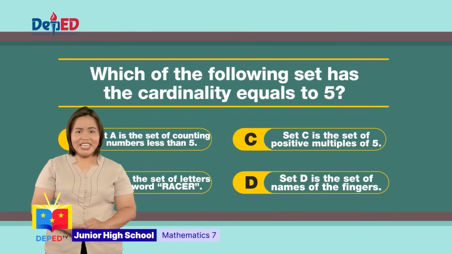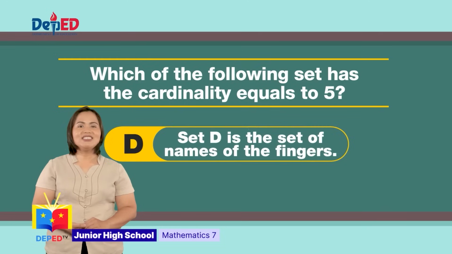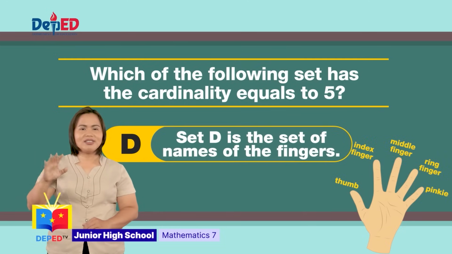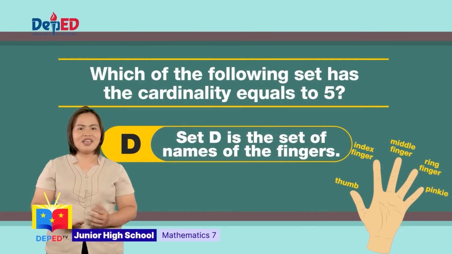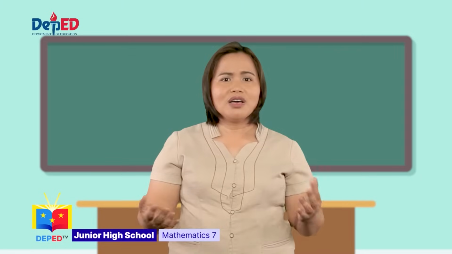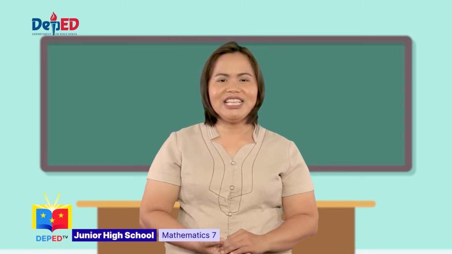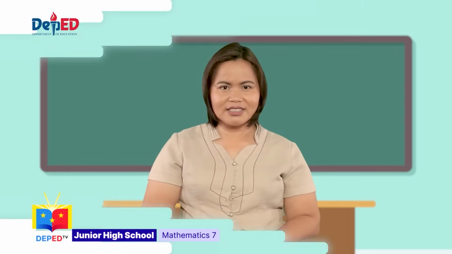The correct answer here is letter D, since this set has 5 elements which are used to name the different fingers in either hands. We will explore more on cardinality of sets later.